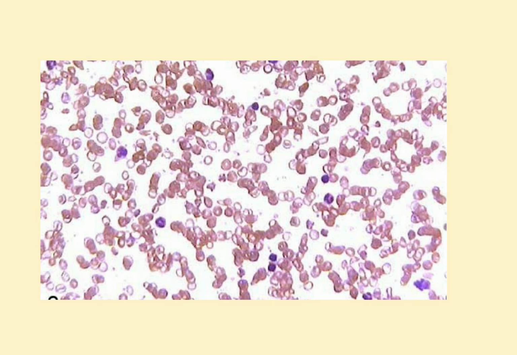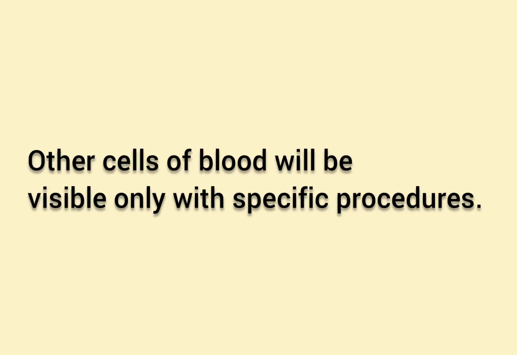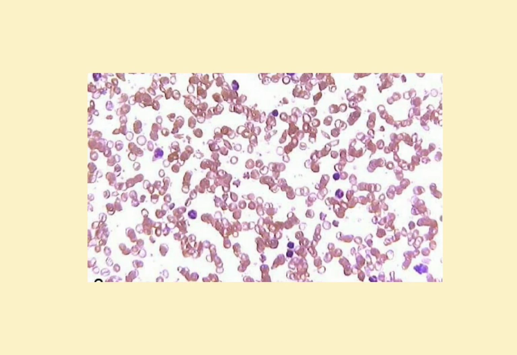So in this smear we can observe various blood cells. Here we can identify mostly red blood cells. All other cells will be there, but only the red blood cells may be visible. To observe other cells in the blood, we will need different procedures. Various diluting fluids are required. So in this procedure we can observe only the red blood cells.